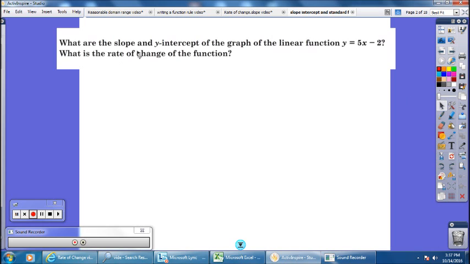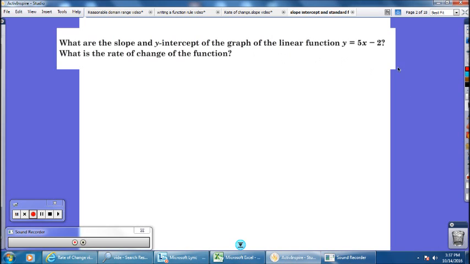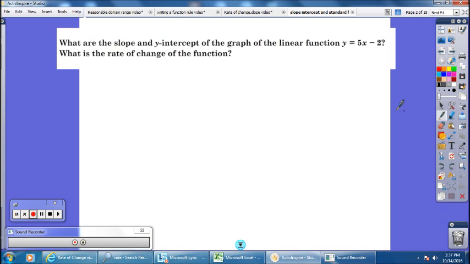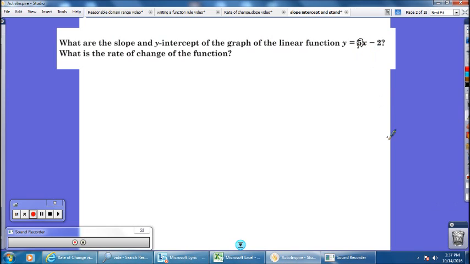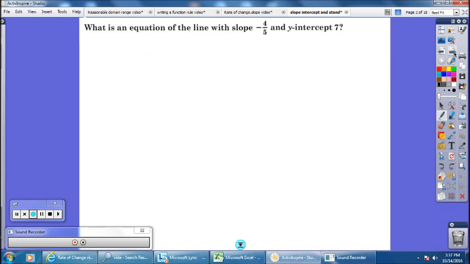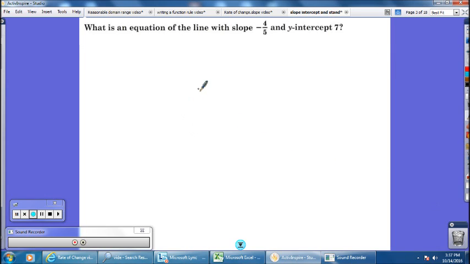So, what are the slope and y-intercept of this function? Well, there's the slope, 5, and there's the y-intercept, -2. See how easy that is? Easy breezy. What is an equation of the line with the slope of -4/5 and the y-intercept of 7?